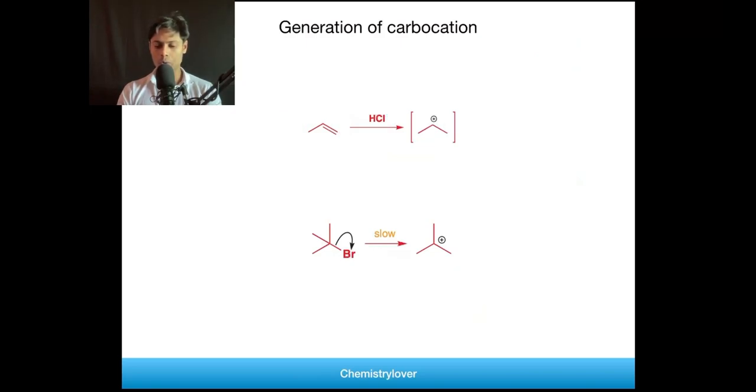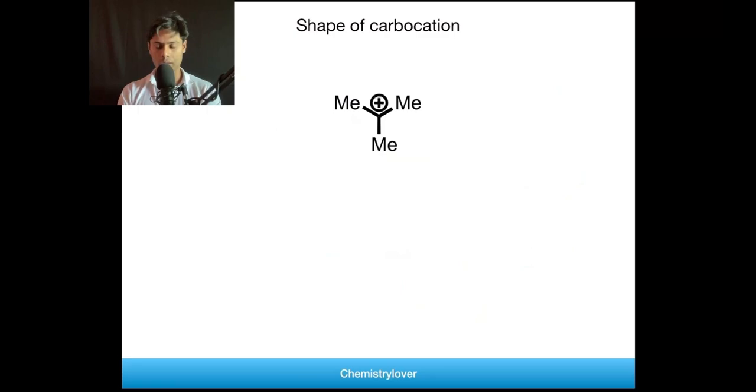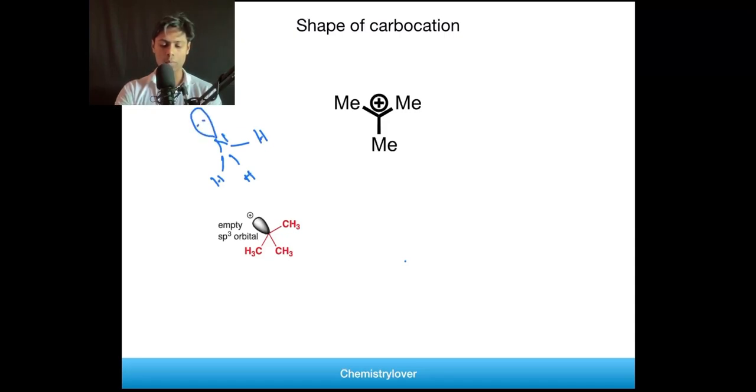Now let us talk about the shape of the carbocation. What do you think will be the correct shape of a carbocation? We can have two shapes. One is this pyramidal shape, similar to ammonia. If you recall the shape of ammonia, the difference is that in ammonia you have a lone pair, and in this case you have a vacant p orbital. This is the vacant p orbital. Another possibility is this planar shape.